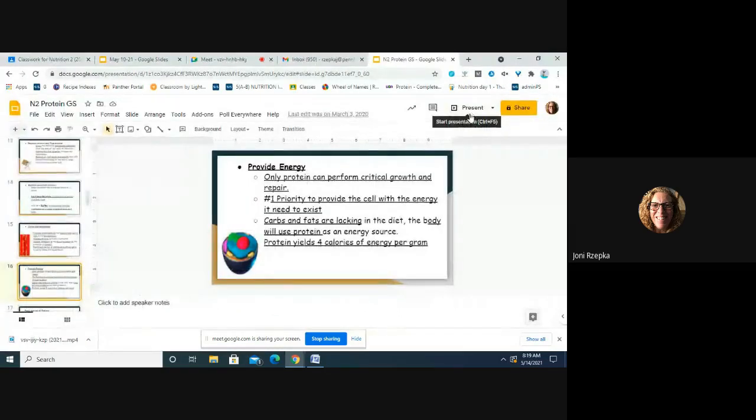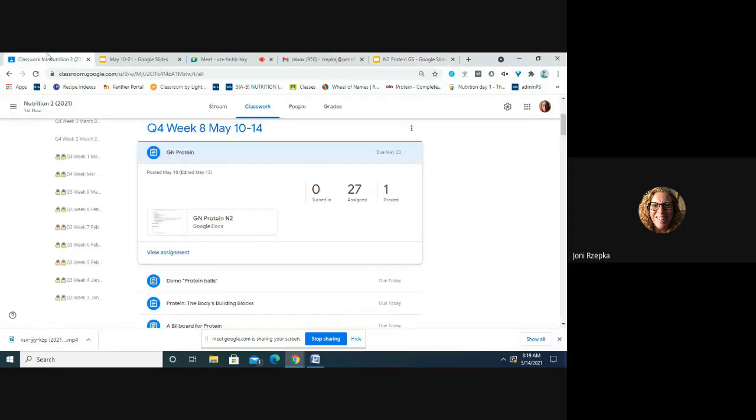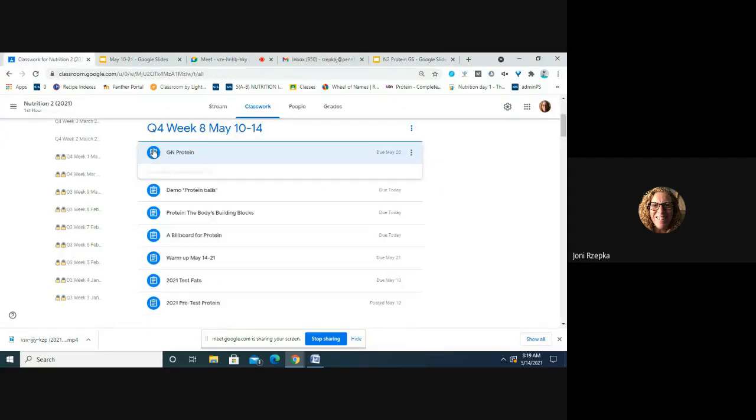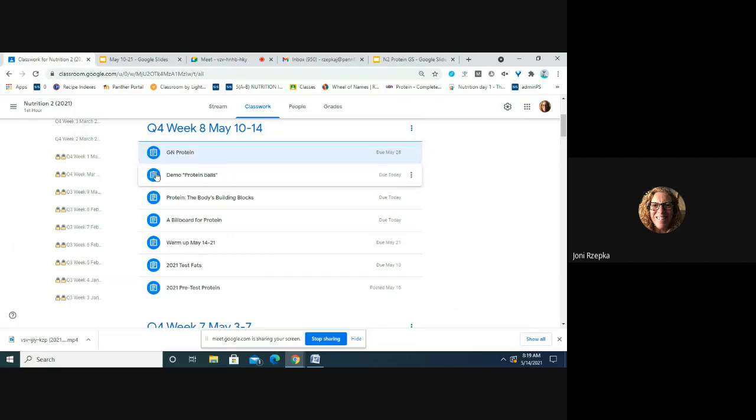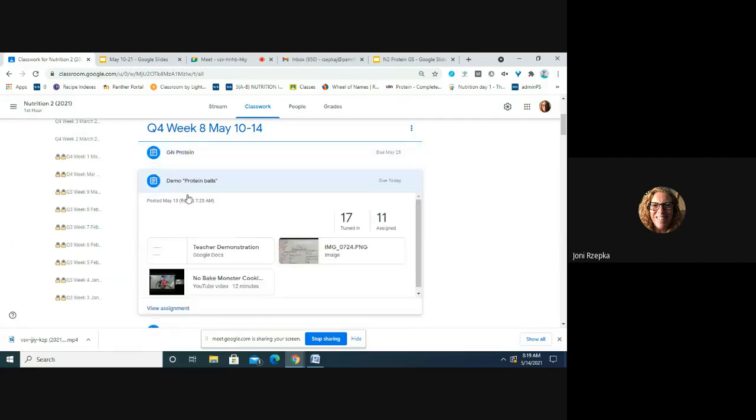All right. So if we go back into Google Classroom, I'm going to start with the easiest assignment first. So your demo protein balls are here. I took a picture of the board of the ingredients and the equipment. So just take a look at that picture. And then the video is here, and then your teacher demo page is there.